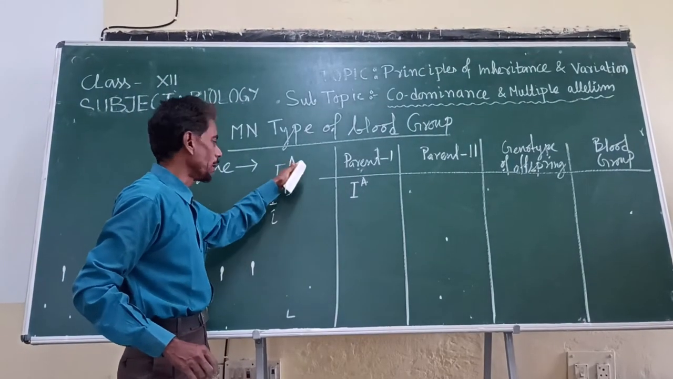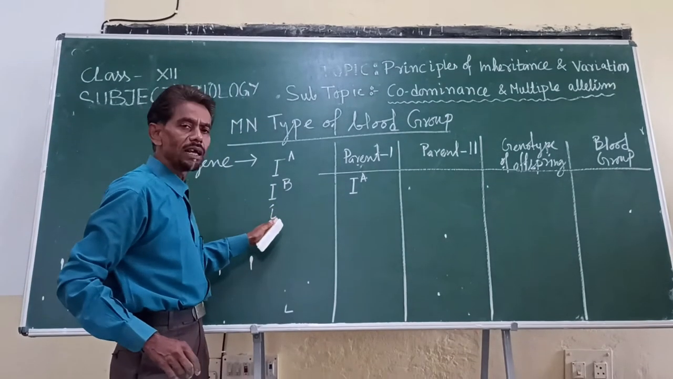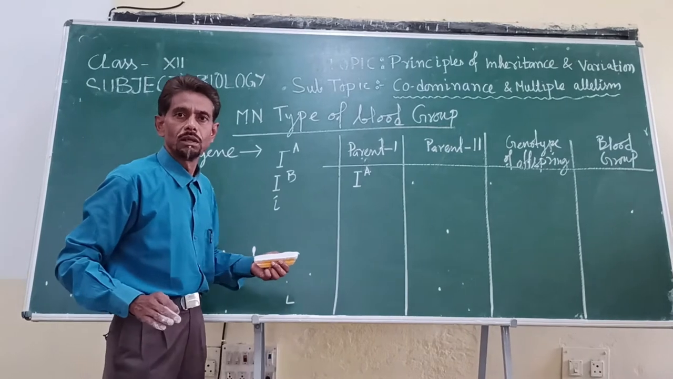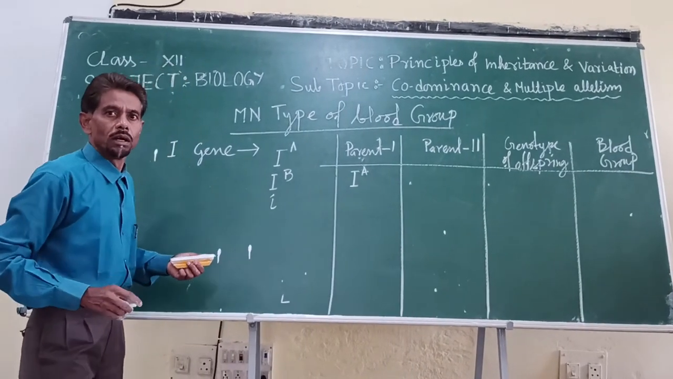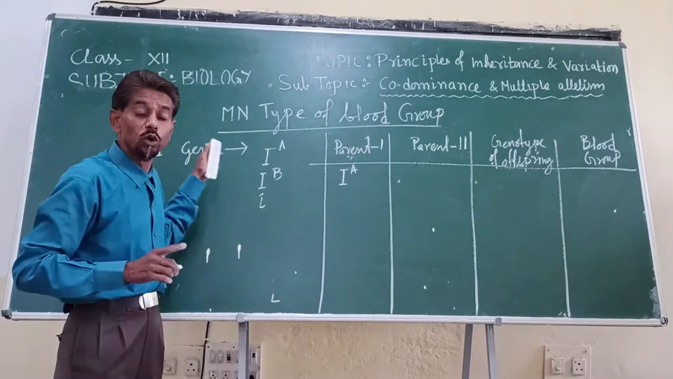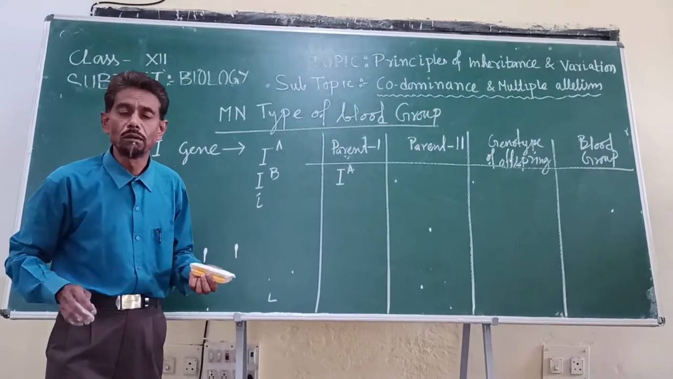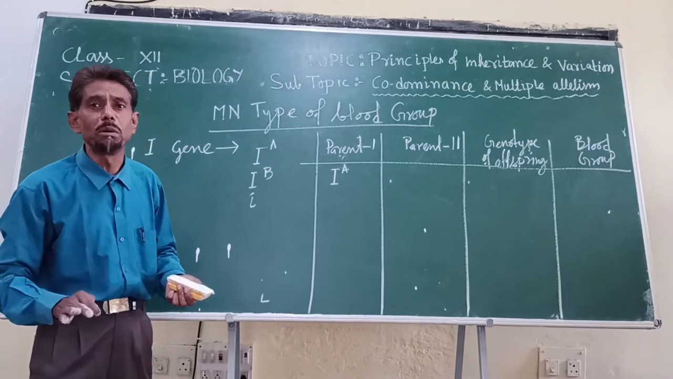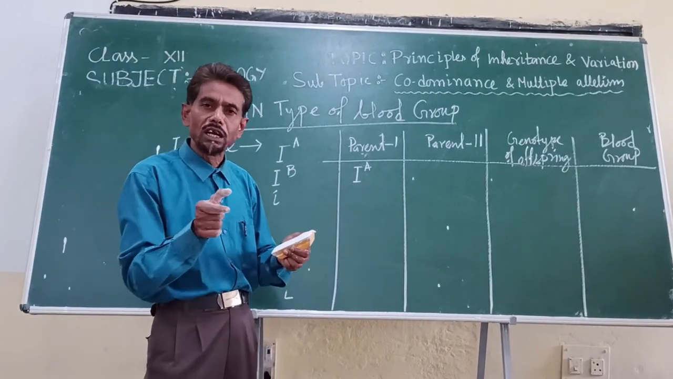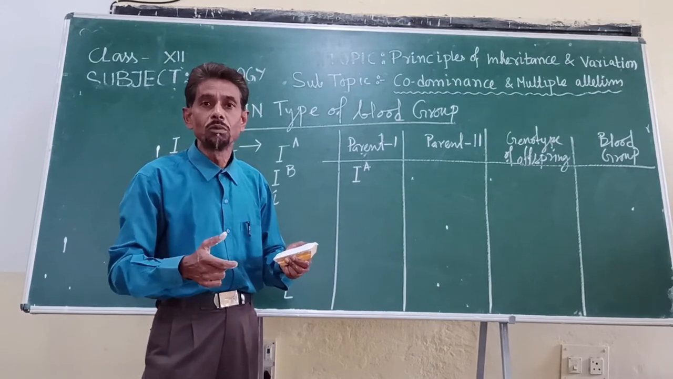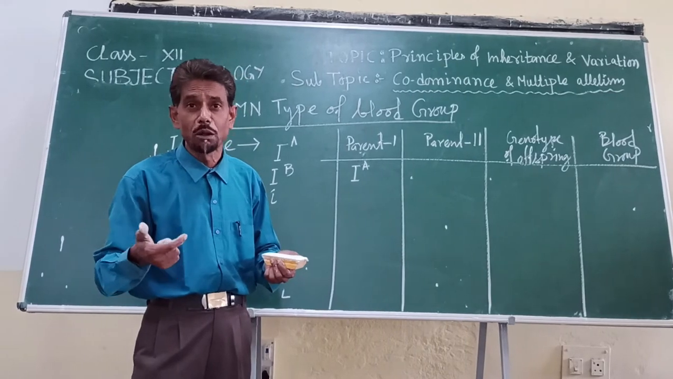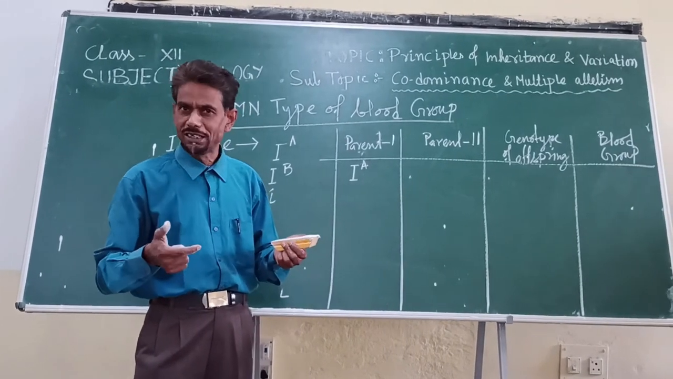IA, IB, that is I capital A, I capital B, and I small i. These three alleles are the different allelic forms of gene I, which regulates the formation of sugar polymer on the plasma membrane of red blood cell. And it is by virtue of the contribution of these alleles that what type of sugar polymer will form and protrude from the plasma membrane of RBC, the blood group will decide.